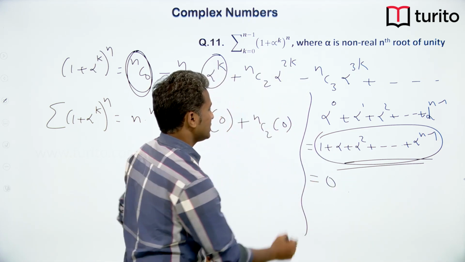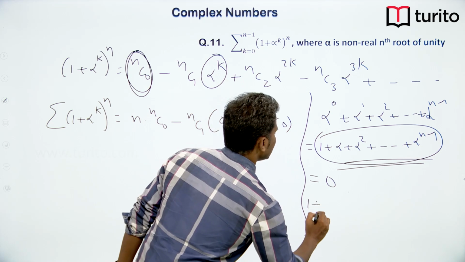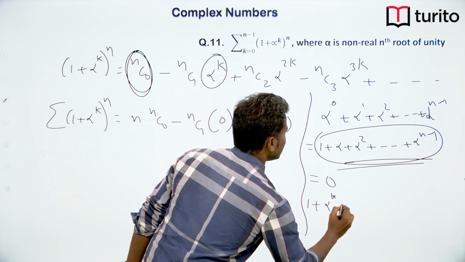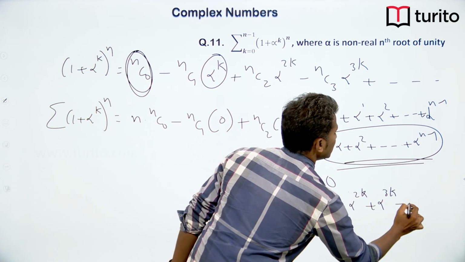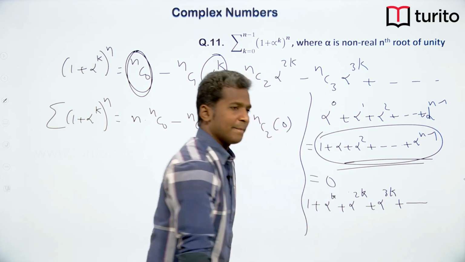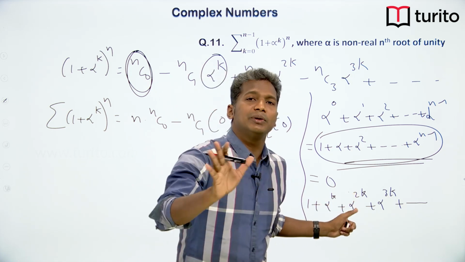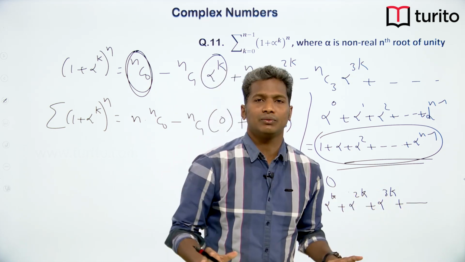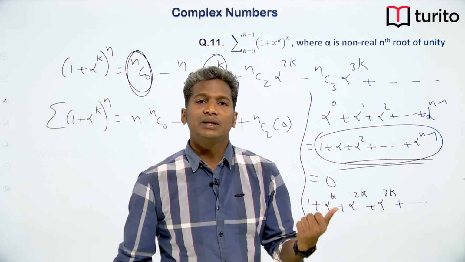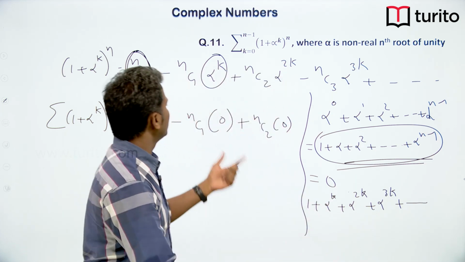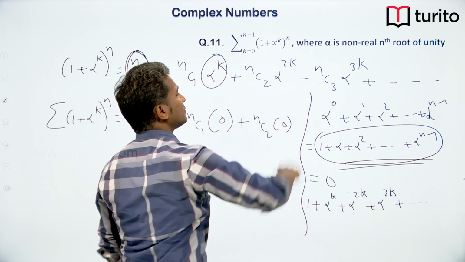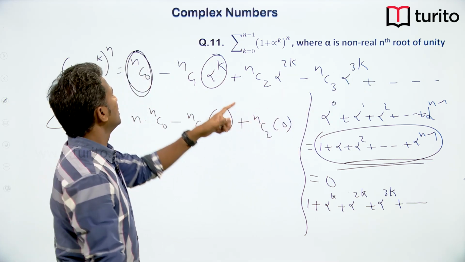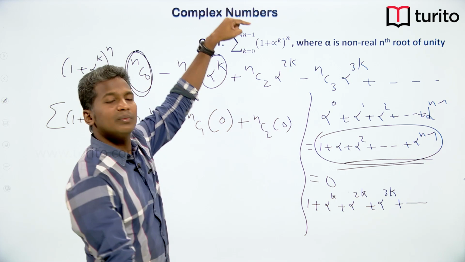Okay. That means, if I write this statement 1 plus alpha power k, alpha power 2k, alpha power 3k and so on till the last term. If k is not a multiple of n, then the sum is always 0. So, we can conclude that all these terms which are going to be there till n minus 1, all of them are going to be 0, because k is not going beyond n minus 1.